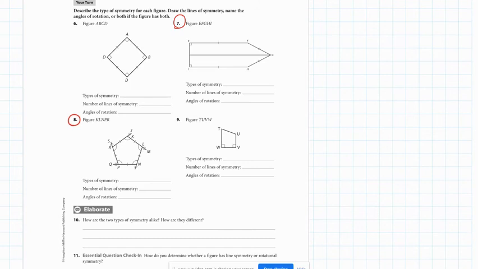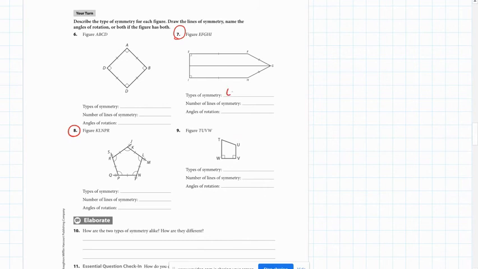Figure 7 has only line symmetry, because you can draw a line there, but even if you turn it 180 degrees, it doesn't match up. It would point this way when you turn it 180, and so you'd have to turn it all the way around 360. So there's one line of symmetry, and there are no angles of rotational symmetry.